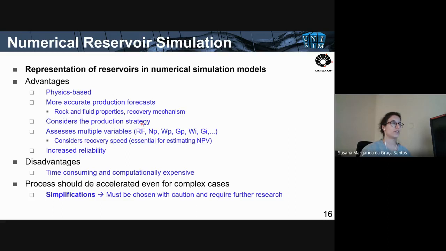Consider production strategy, as we have said, and some other equations or data-driven tools that you can use to forecast your production. The user, like the engineer, can go to the tool and select exactly the production strategy it's using. You can assess multiple variables.